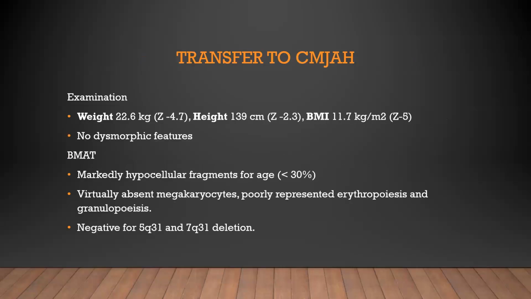So when she presented to our unit, on examination, she was found to be severely underweight for age, moderately stunted and severely wasted. Currently, her anthropometry is much better. She's not stunted or wasted. She did not have any dysmorphic features of note, and a repeat bone marrow done at that point showed markedly hypocellular fragments for age with virtually absent megakaryocytes, poorly represented erythropoiesis and granulopoiesis, and there were no cytogenetic abnormalities.